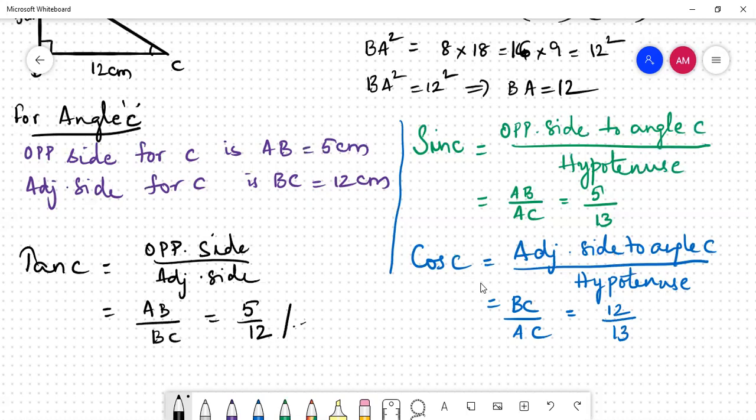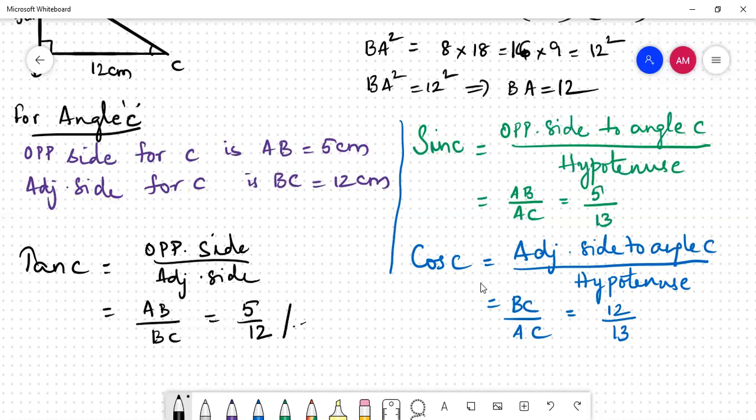That's all. Okay. So whenever a triangle is given, we have to check whether all the sides are given or not. If only 2 sides are given, we have to find the third side by using Pythagoras theorem. If you have the 3 sides, it's very easy to identify the opposite side, the adjacent side and the hypotenuse. So sin C is opposite side by hypotenuse. What is cos? Adjacent by hypotenuse. What is tan? Opposite side by adjacent side.